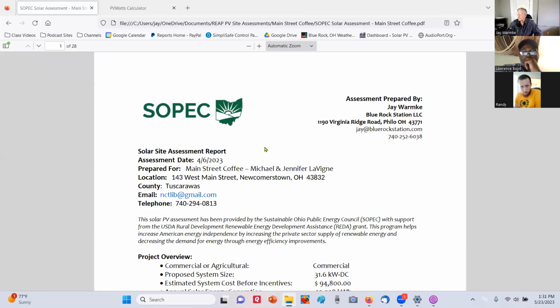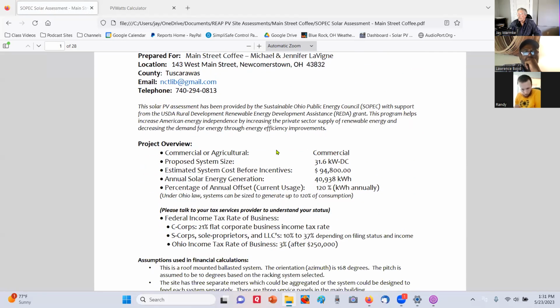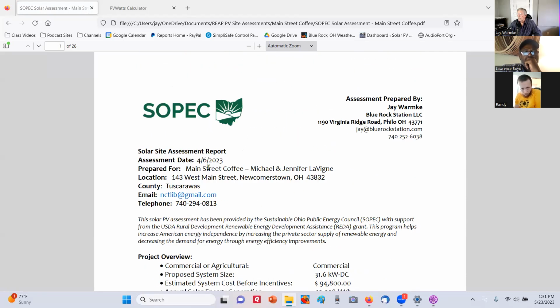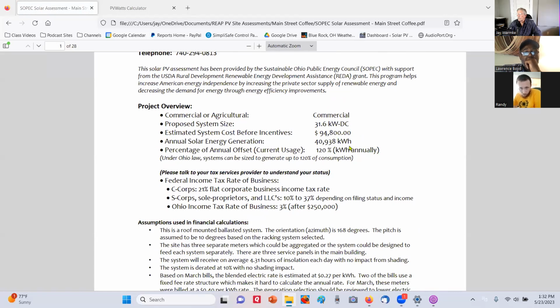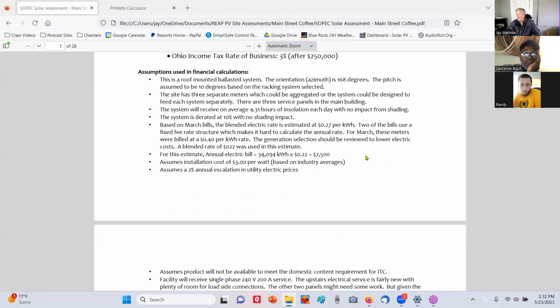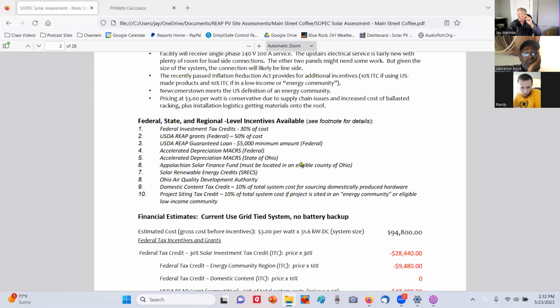Yep. All right. So this is the proposal that we do for this particular project now. It shows some of the information. It says it's a commercial project, the system size 31.6, the estimated cost before incentives, $94,800, production, the percentage of offset, we sized it at 120%, which is the maximum size you can go in Ohio. Put in a bit of descriptive here.